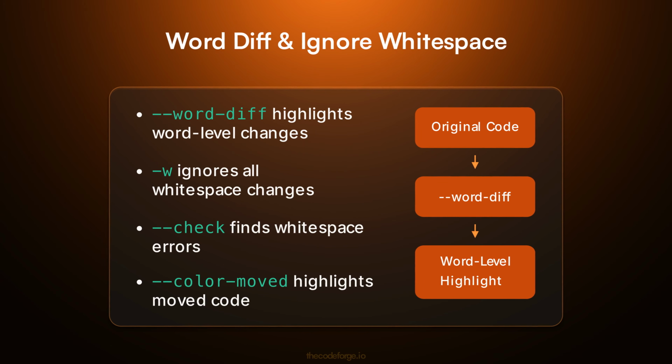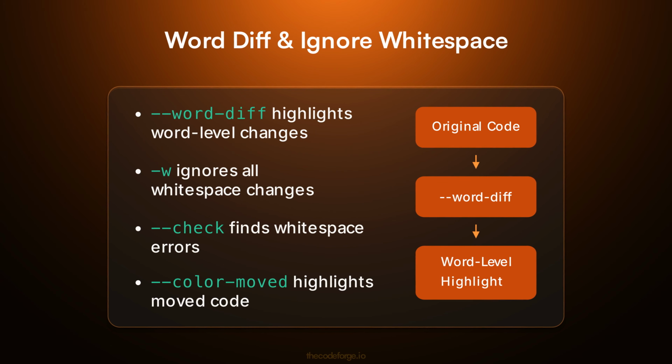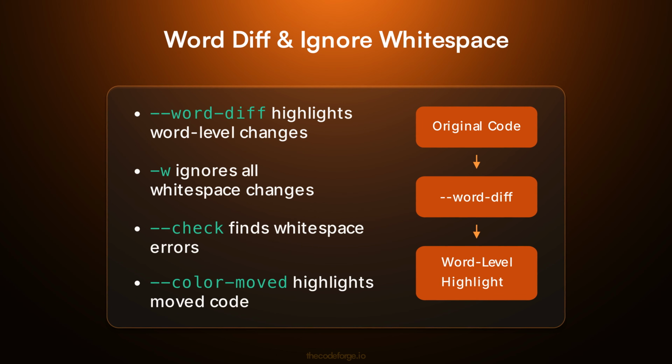Git Diff has powerful flags for catching invisible changes. --word-diff highlights changes at the word level, ideal for prose. -w ignores whitespace changes, and --check finds whitespace errors. --color-moved highlights moved blocks of code with different colors.